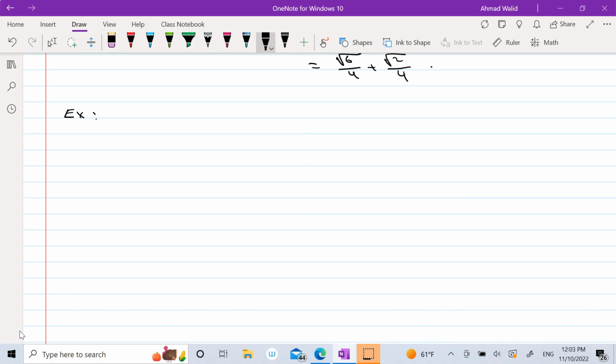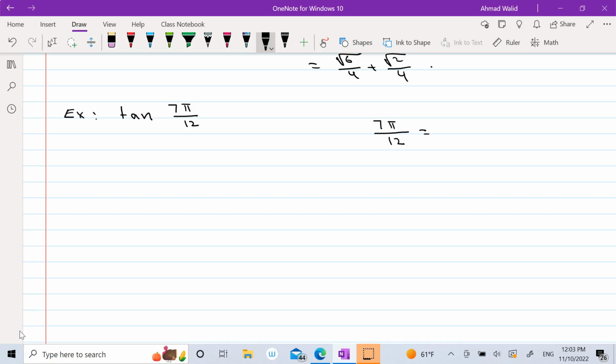Same instruction. Find the exact value of tangent of 7 pi over 12. 7 pi over 12 is not in the unit circle. Then I'll try to rewrite it as a sum or difference of two well-known angles.